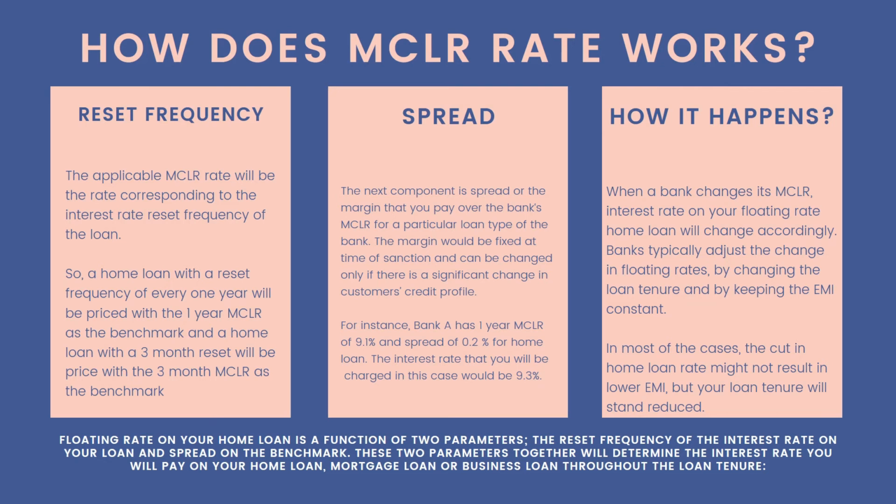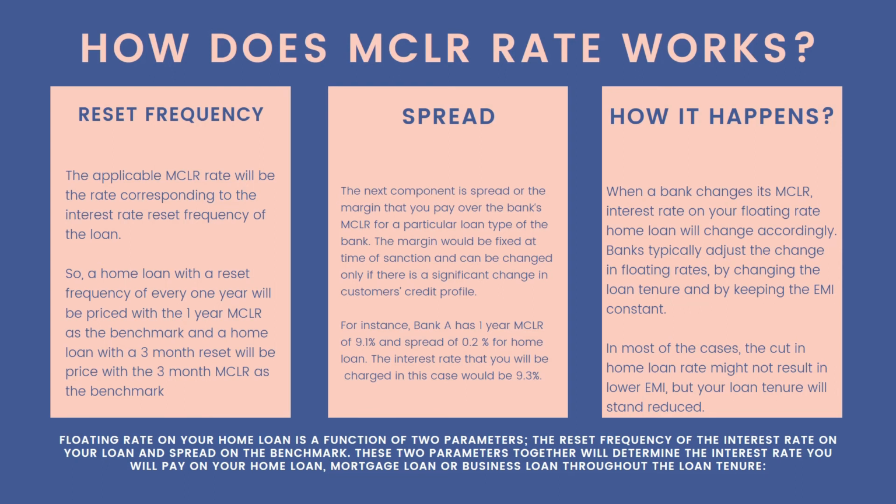For instance, Bank A has 1 year MCLR of 9.1 and a spread of 0.2 for home loan. So the interest rate charged to the customer will be 9.3, that is 9.1 MCLR, which is for 1 year, plus 0.2 of spread, which will eventually come to 9.3, right? So these two factors play a very important role in deciding the rate: reset and spread. Reset is the tenure of MCLR and spread is the margin, which changes only if there is a significant change in customer profile.